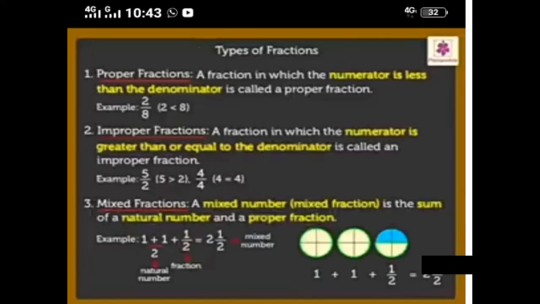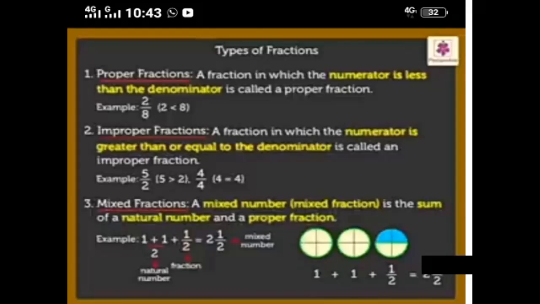All of you study this well. Many problems can be done using fractions. Proper fraction: what do you mean by proper fraction? A fraction in which the numerator is less than the denominator is called a proper fraction.